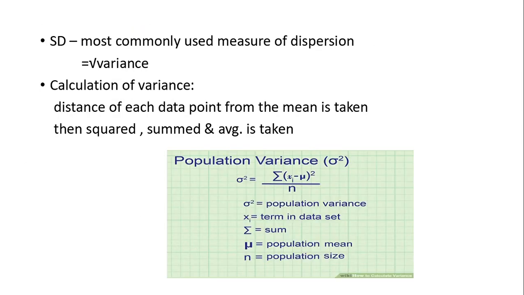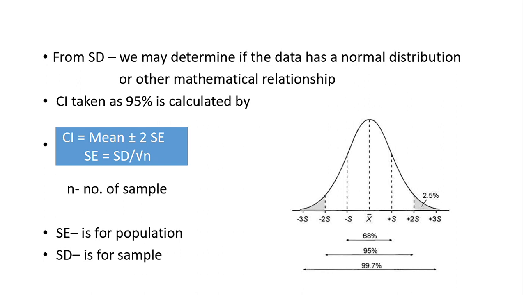Then coming to SD, that is standard deviation, the most commonly used measure of dispersion, which is equal to the square root of variance. So for calculation of variance, the distance of each data point from the mean is taken, then squared, summed, and averaged. So population variance sigma square is equal to summation xi minus mu square divided by n. Sigma square is the population variance, xi is a term in the data set, summation is sum, mu is the population mean, and n is the population size. From the SD, standard deviation, we may determine if the data has a normal distribution or other mathematical relationship.